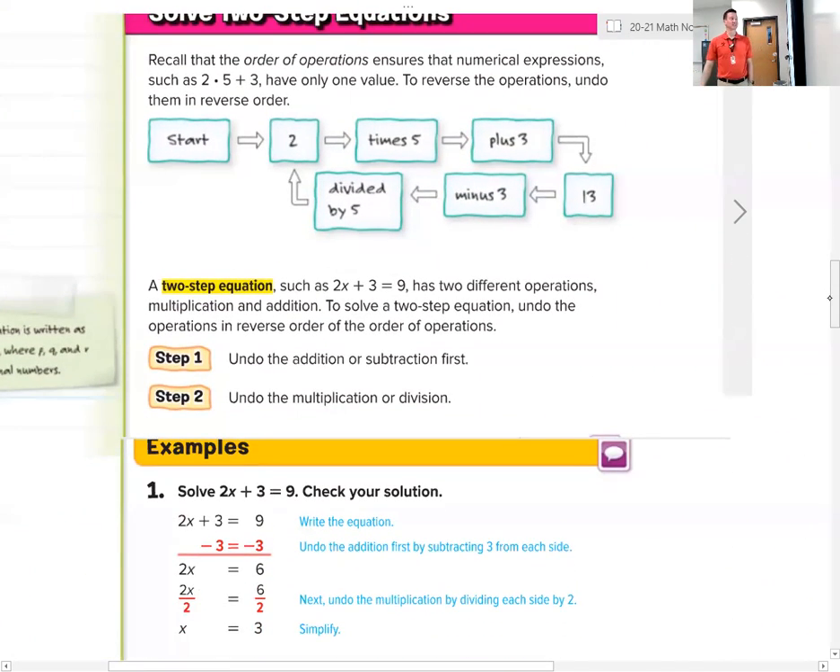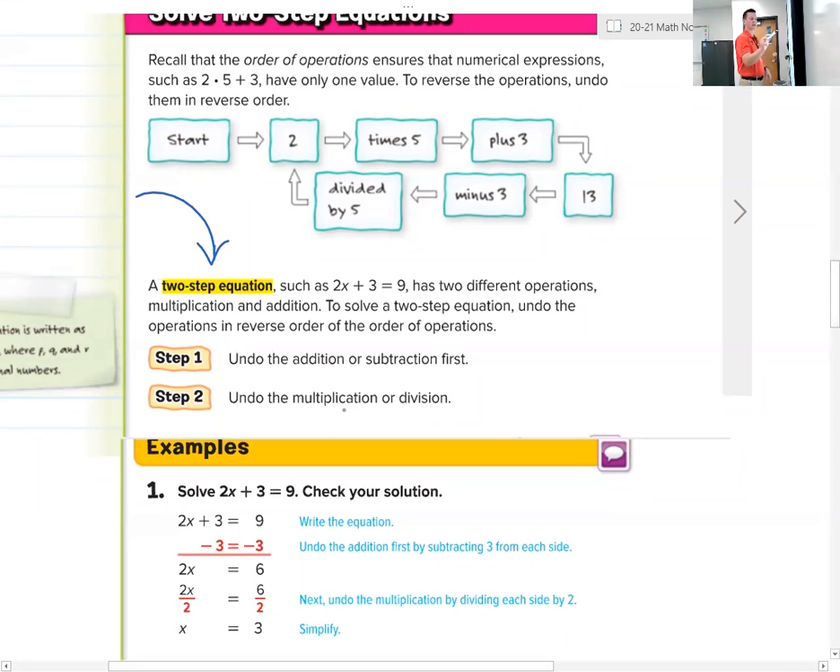Recall the order of operations ensures that numerical expressions such as 2 times 5 plus 3 only have one value. To reverse the order of operations, undo them in reverse order. So instead of PEMDAS, it's SAD map. A two-step equation such as 2x plus 3 equals 9 has 2 different operations, multiplication and addition. To solve a two-step equation, undo the operations in reverse order of the order of the operation. So instead of PEMDAS, it's SAD map.